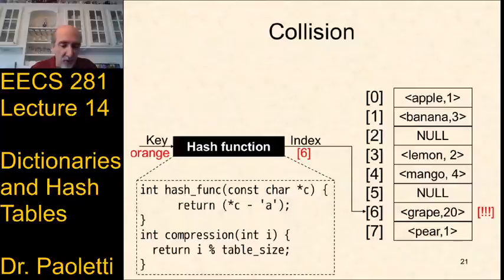Okay, so for example here, if we have our table here, and I don't even have to pull out a really obscure fruit like durian, if I pull out orange, O minus A is 14, 14 modulo 8 is 6, orange should go at the same location that grape is, and I get a collision.